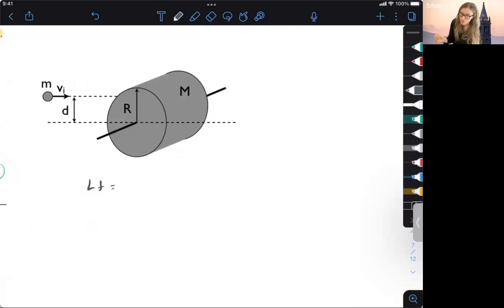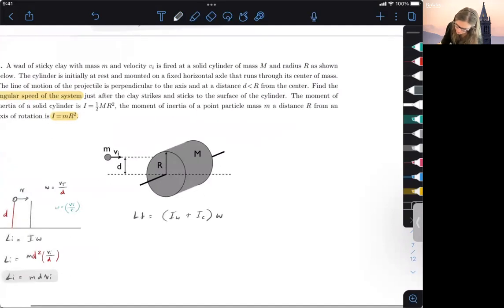Okay, so what is rotating at the end? Well, we have two things that are stuck together, and they both have their own mass moment of inertia. So we have the mass moment of inertia of this wheel, and then we have the mass moment of inertia of this clay, and then they have a shared angular velocity, right? Okay, so let's plug in what we have for those.